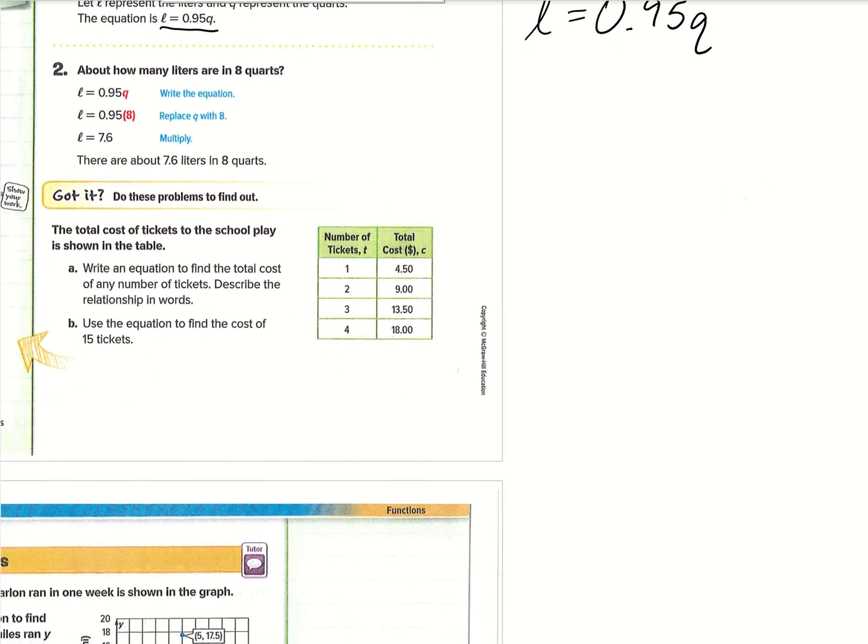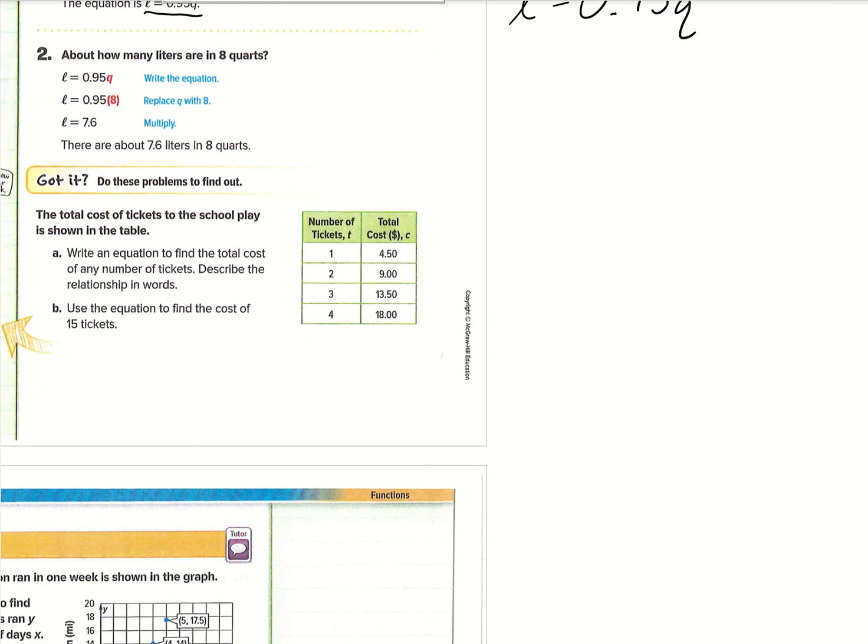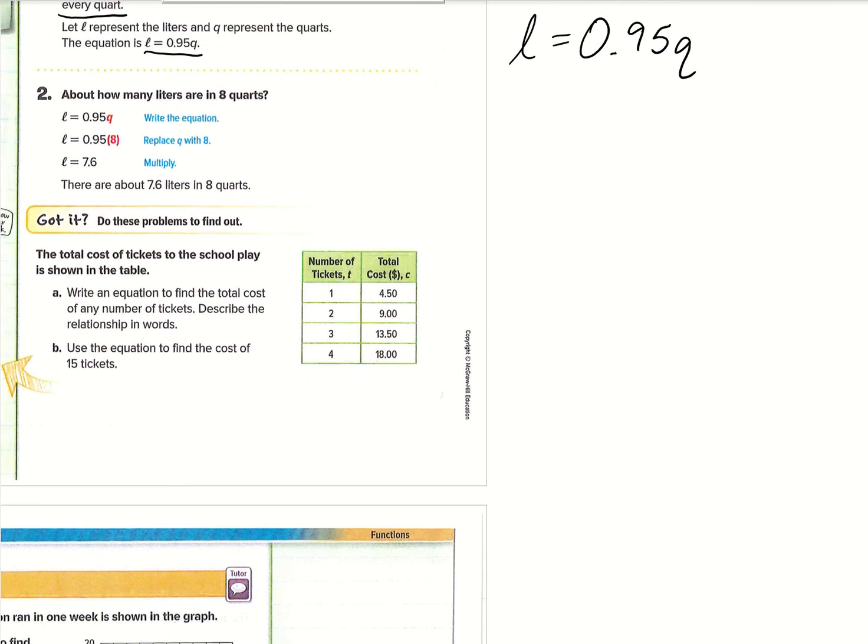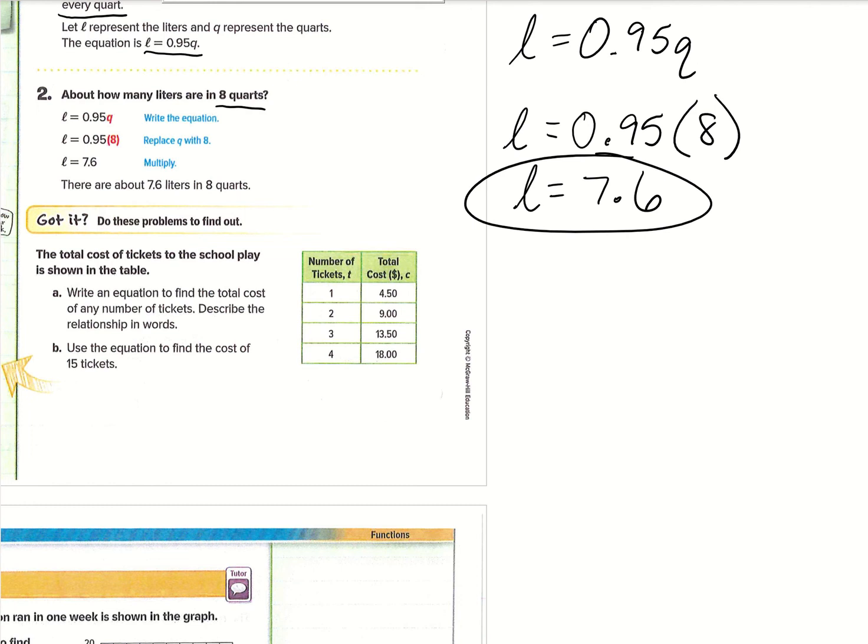If you look at number 2, how many liters are in 8 quarts? It tells you that Q is 8 when it says 8 quarts. So we're going to take the same equation, and instead of Q, we're just going to plug in 8 for Q. Then that'll give you your answer, which they say is 7.6. I'm going to trust them on that. That's really all you have to do for that one. Again, pretty much just review. Nothing new, nothing special.